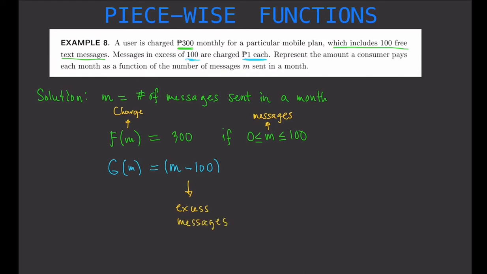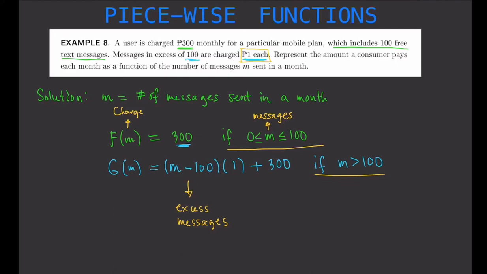And you're going to multiply that with 1 peso each, because every excess message is equal to 1 peso. So that would be 1, plus the original 300 amount, which you would be paying if the number of messages is less than or equal to 100. So that will be 300, and this is true if m is greater than 100. So that will be the function. Here, the first is true if the number of messages is less than 100. Now here, this is true if the messages is greater than 100.